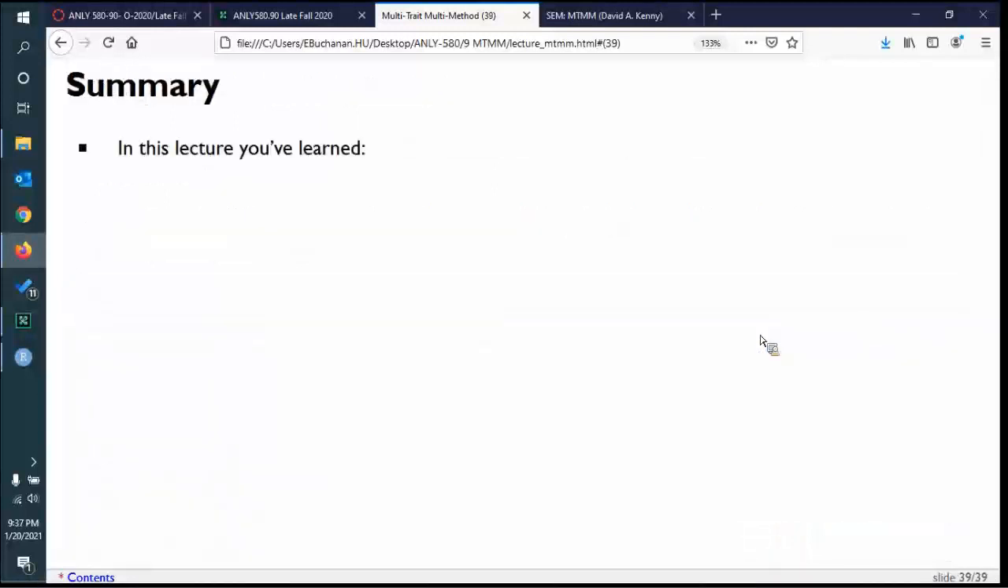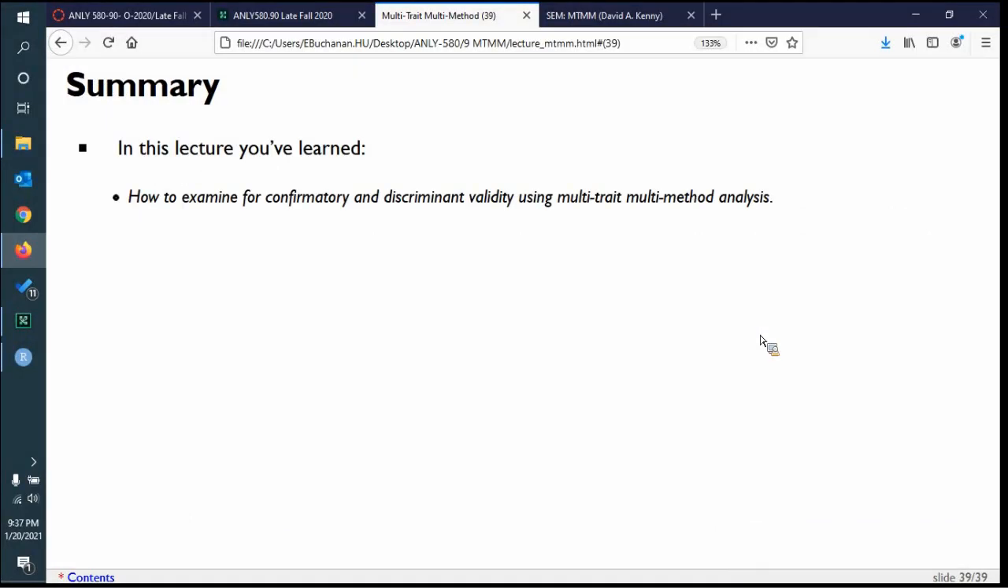All right, so altogether, what have we learned? MTMM is cool, yeah? So we can take everything we know about CFAs and now start to combine that approach from bifactor to examine for confirmatory and discriminant validity using this multi-trait, multi-method analysis. If your decision is it's not multi-trait, you kind of have to stop and do something else. So in our scenario, that would be my final decision from this model, right, is that it's not multi-trait. I need to rethink this latent variable thing. Go back to the drawing board.